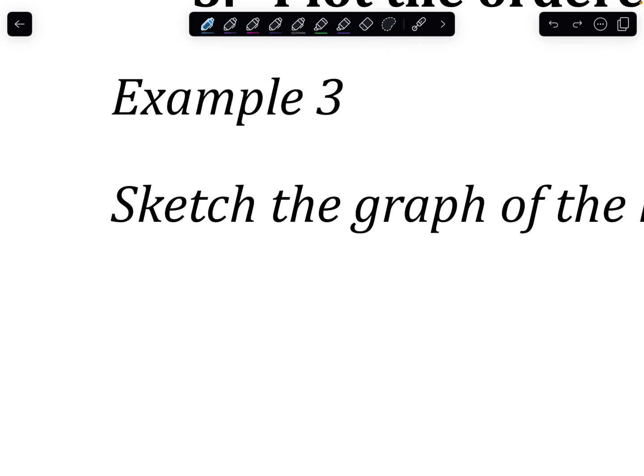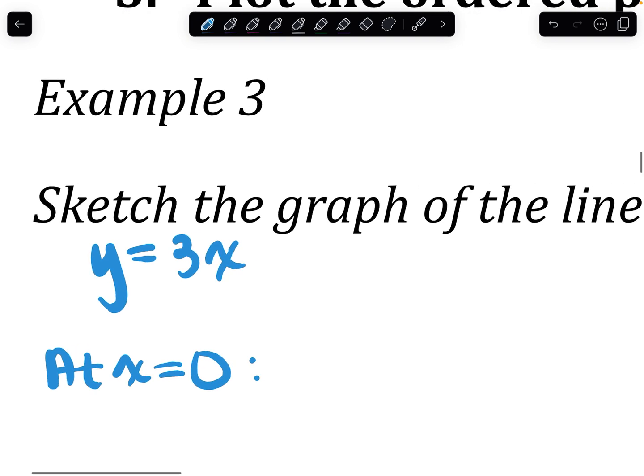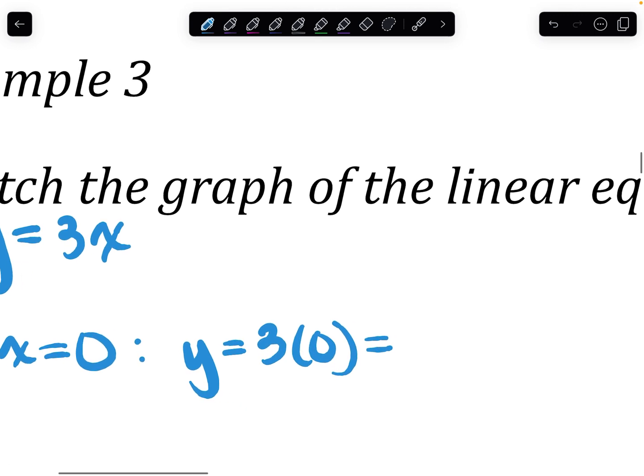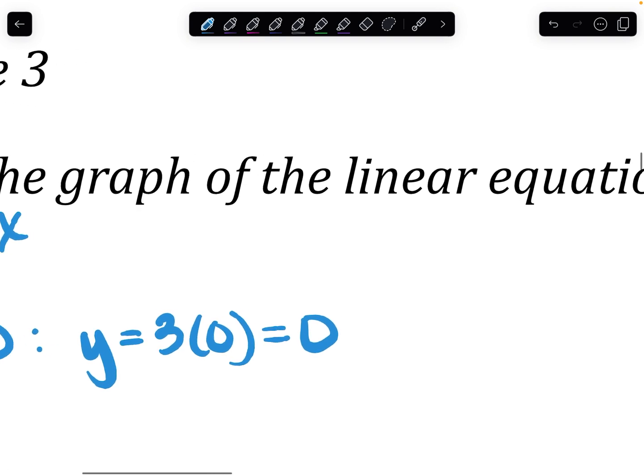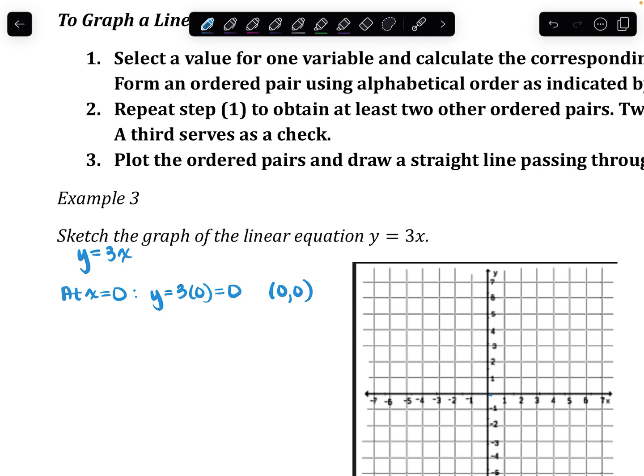So our equation is y equals 3x. Just going to write it down. And I'm starting at 0 for x. What I'm trying to do is figure out what y goes with the x value 0. To do that, we just plug in 0 for x and then solve. 3 times 0 is 0. So that tells us when x is 0, y is 0. So we're going to get the coordinate 0, 0. On my graph, I'm going to plot 0, 0, which is right at the origin.